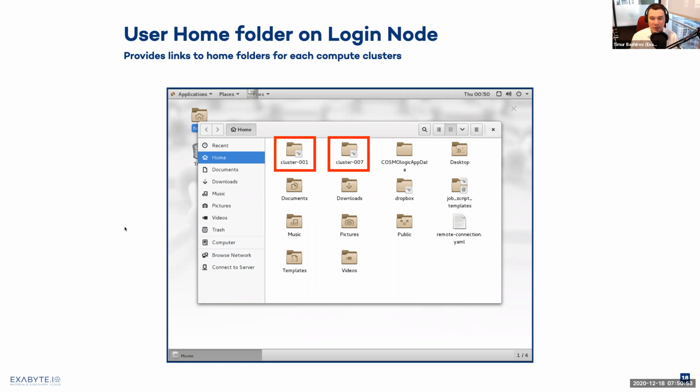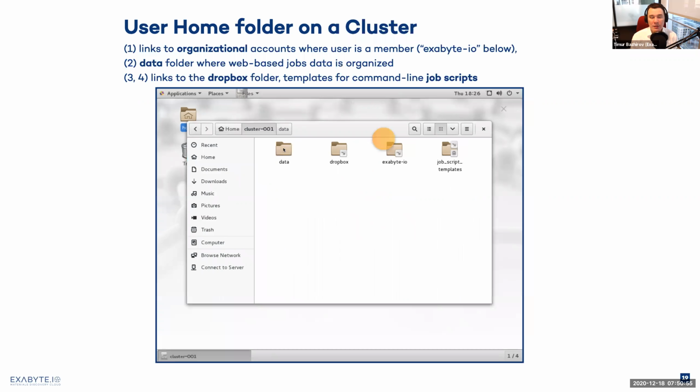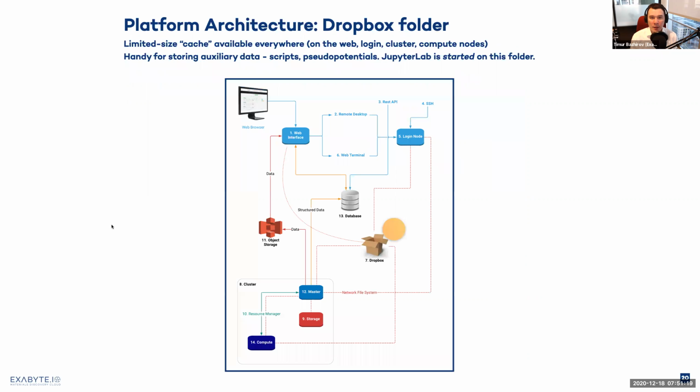And if they navigate inside those links, they'll be able to see the corresponding file system. And inside that file system, we have links to organizational accounts, like I'm a member of the exabyte.io account, so we have a computer-friendly exabyte-io and a named link inside the cluster-001 home folder. There's also a set of other links that I'm going to explain right now.